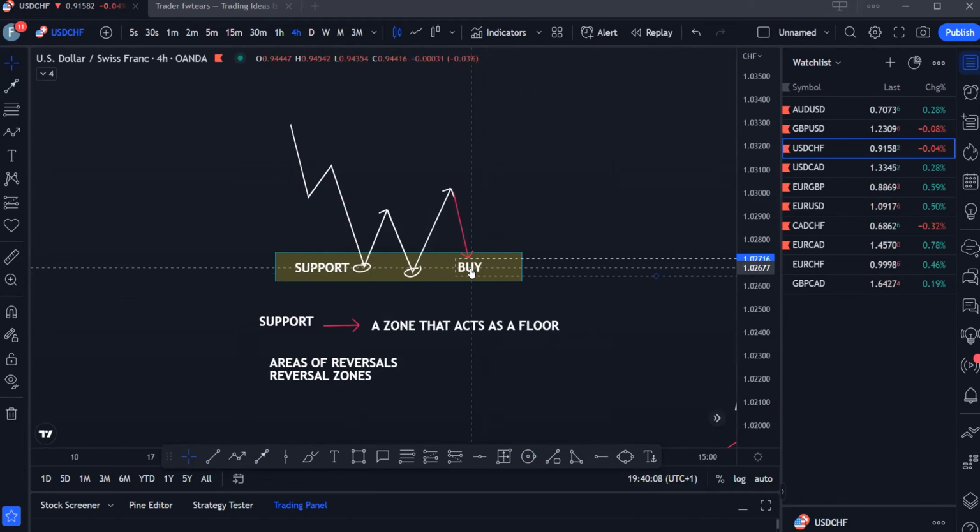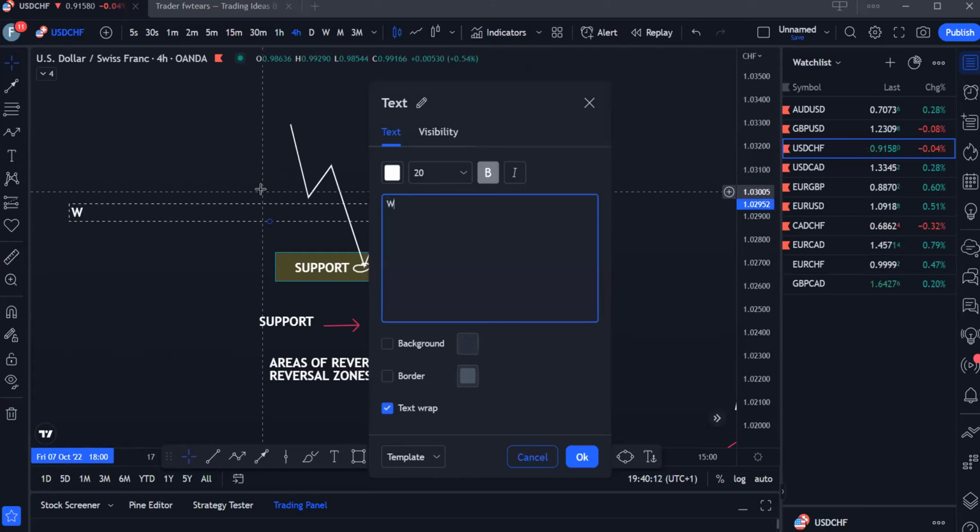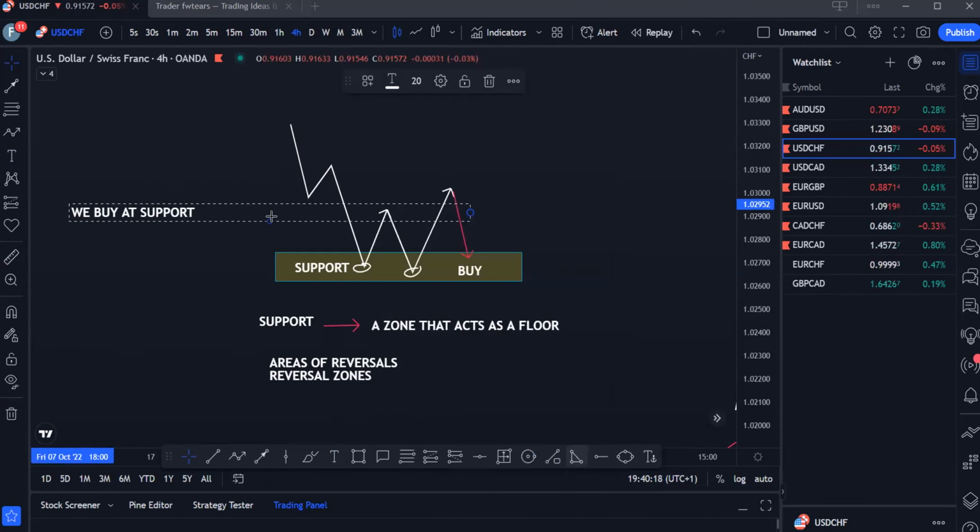So why are you identifying support zones? Because we buy at support. Write it down, guys. You always want to buy at support, because support will give you a low point in the market to buy. So you are able to buy at a low price.